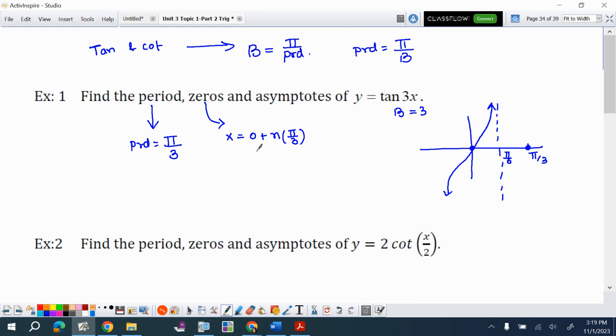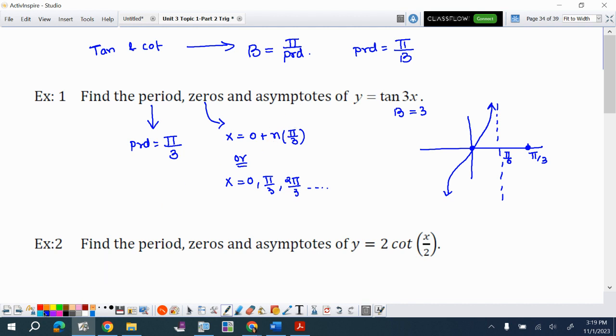That's how we write. Because first 0, second 0, third 0. Or you can say the first 0 is at 0, the next is at pi over 3, the next is at 2 pi over 3, and onwards. But you have to know how to write the generic form.